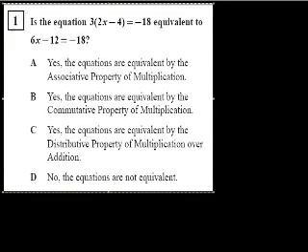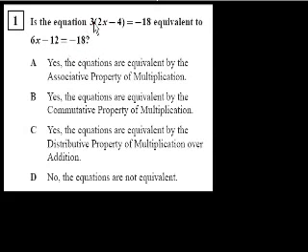Let me see. I have copied it. Let me move this pointer all the way up. And then there we go. All right. And they are asking us, is the equation 3 times 2x minus 4 equal to minus 18 equivalent to 6x minus 12 is equal to 18?